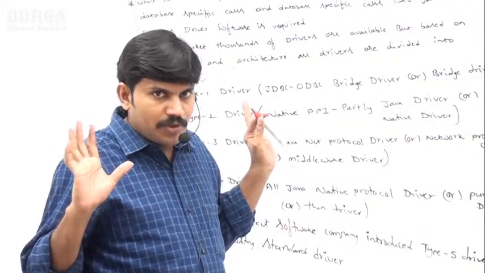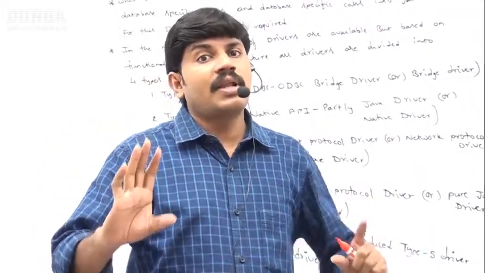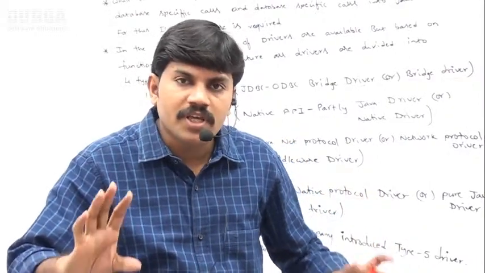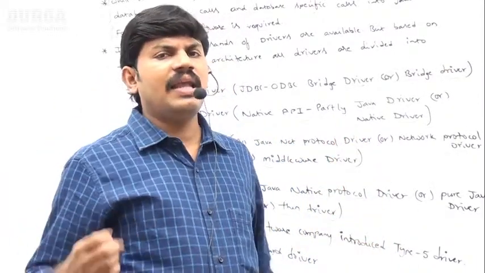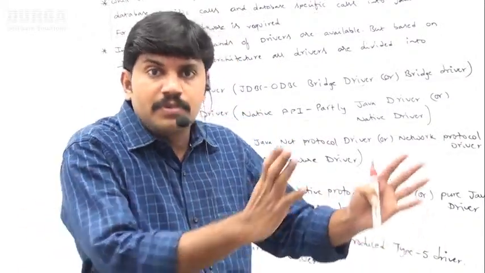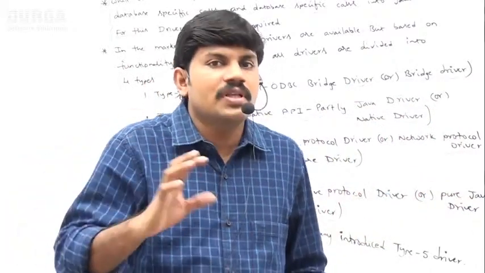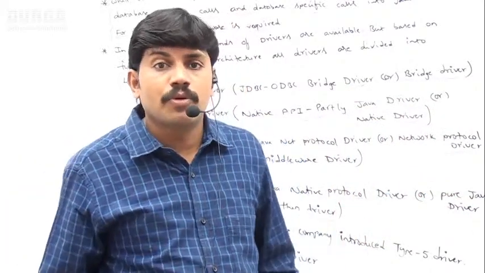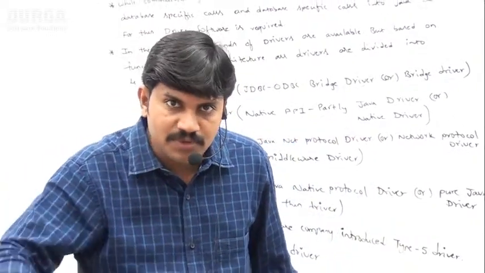That's all. Are you able to understand the basic introduction? What is a driver? How many types of drivers are there? What is the purpose of each driver? If you feel comfortable, next I will talk about the architecture of type 1, type 2, type 3, type 4, type 5. Then I will explain how we can use these drivers for JDBC programming so that you get much clarity in the subject. Clear?